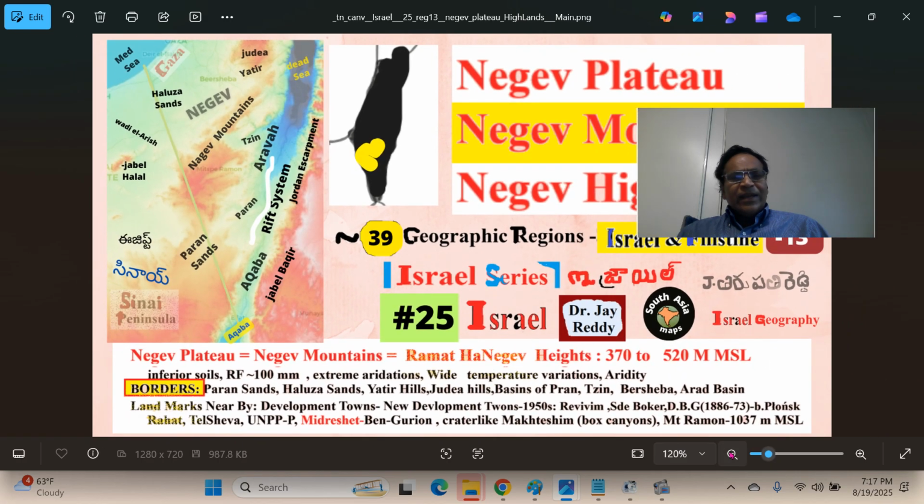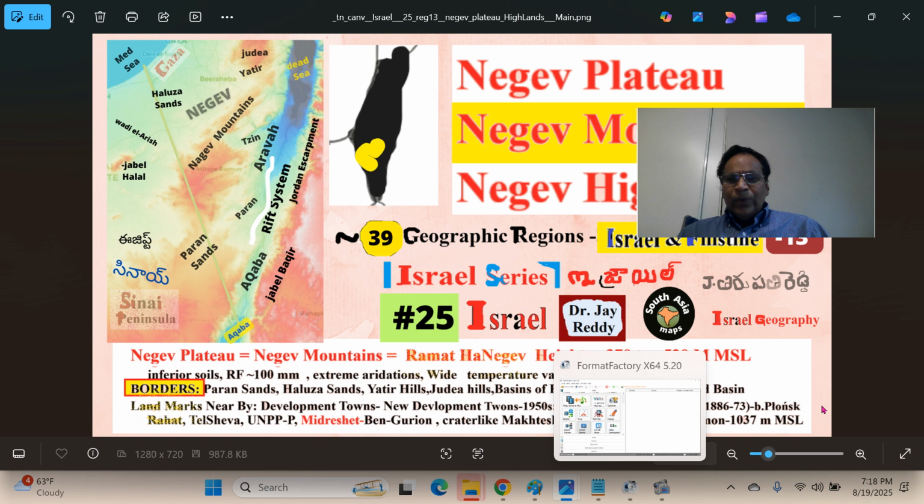The landmarks are nearby development towns, such as Revivim and Sde Boker, where David Ben Gurion lived, from 1886 to 1973, and made his final home in this area. He was born in Poland, Plonsk, and became the first prime minister of the State of Israel. There are also the Rahat Bedouin town, Tel Sheva, and Midreshet. The United Nations partition plan gave most of the Negev to Israel, and there are a lot of Makhteshim overlooking on the eastern side, box canyons. The highest peak is Mount Ramon.